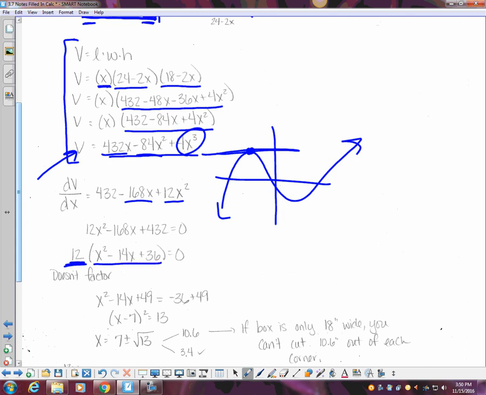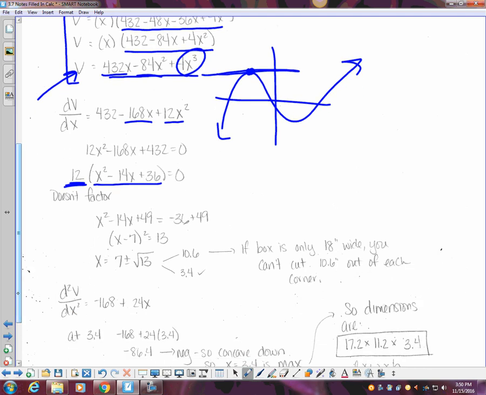So I have this, but it doesn't factor. But it is a very nice complete the square. If it wasn't, I would have done the quadratic formula. If it factored, I would have factored it. So I subtracted my 36 over, added 49 to both sides, got this, square rooted both sides, and then added my 7 over. Then I'm going to get my decimals for those. So the first one is 10.6. That's the 7 plus. Then the 7 minus is 3.4.